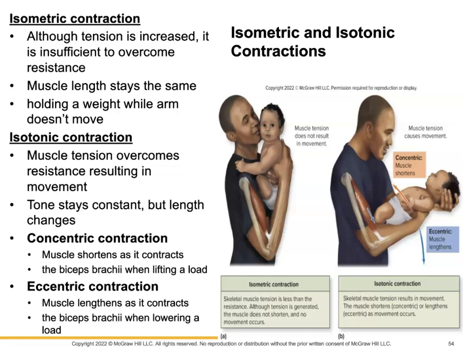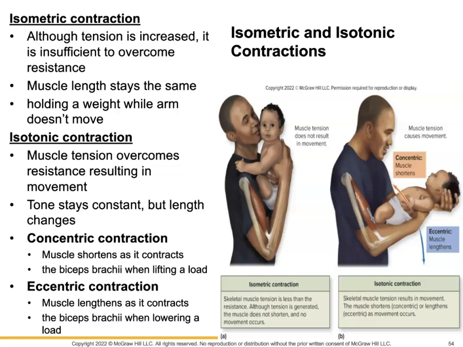Okay, my apologies. So I think of an isometric contraction like if you are holding a book out in front of you, but you're not raising or lowering that book. You are simply holding a weight while your arm does not move.